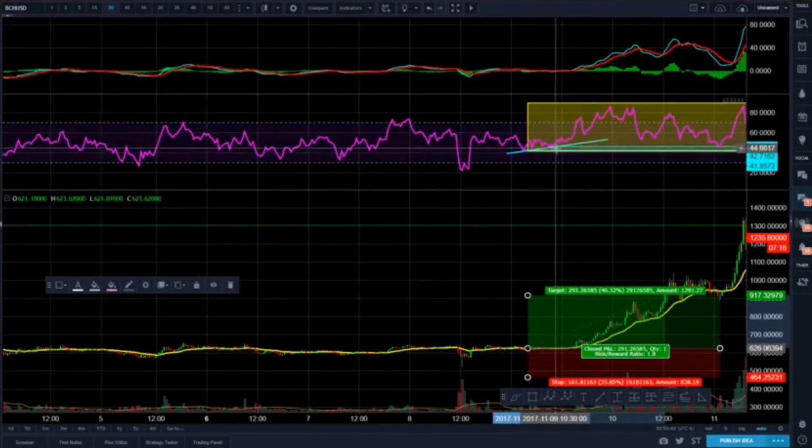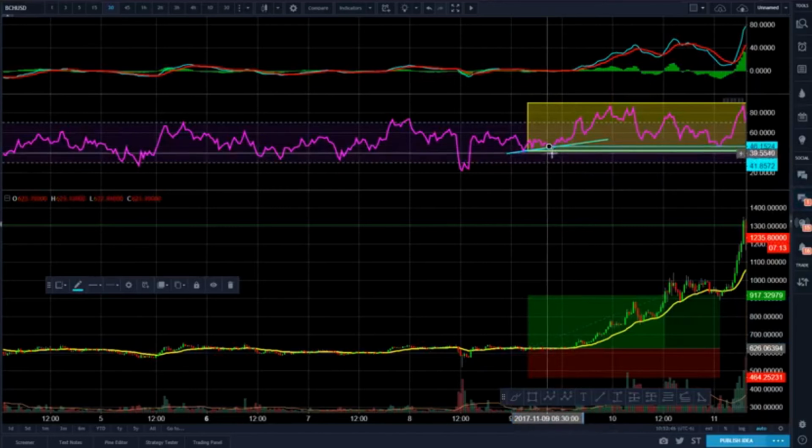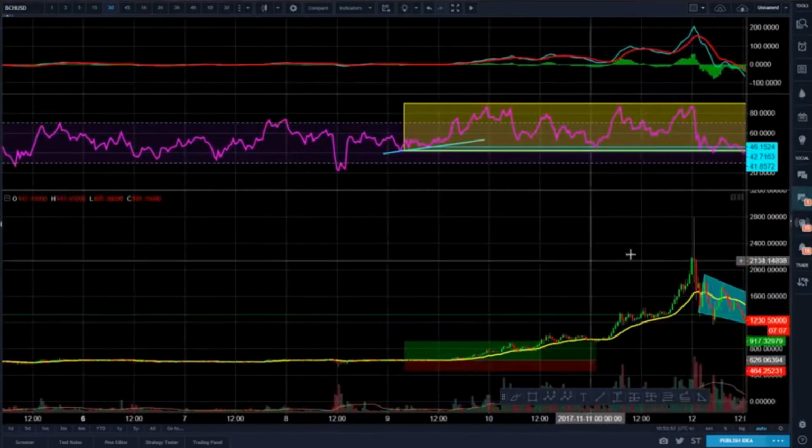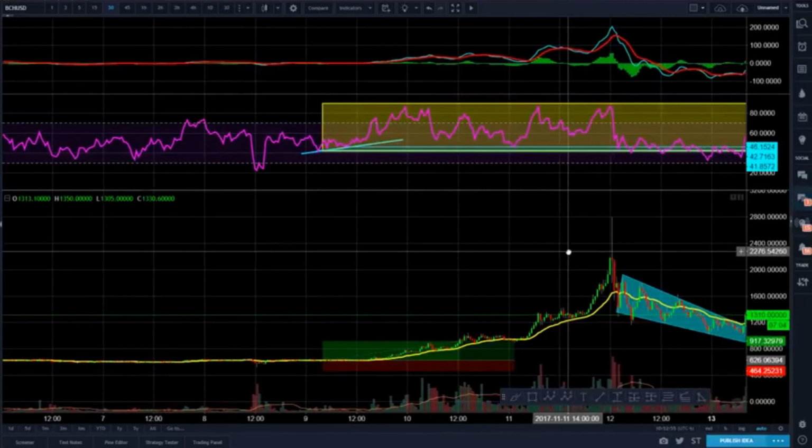But even if you panicked, because this is now your primary support, and this one on the bottom is your secondary support, you guys would have made 46%. But surely enough, it bounced off of it and it kept going and kept going and kept going.